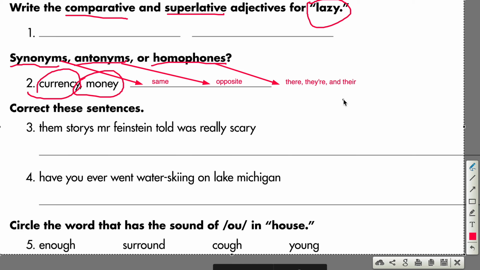So this says, have you ever went water skiing on Lake Michigan? Pay attention to basic little stuff. Make sure you're capitalizing the right words. Nothing too complicated there.